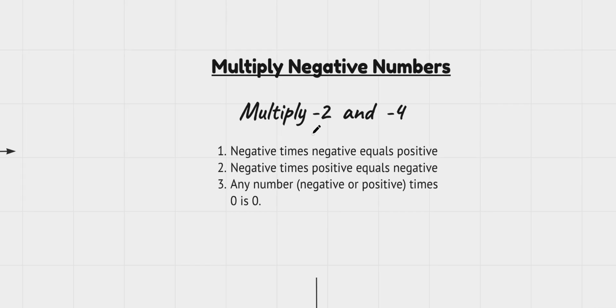So let's look at multiplying negative numbers. There are 3 main rules when you multiply negative numbers. 1, negative numbers times negative numbers are equal to positive numbers, and negative times positive equals negative, and any number, negative or positive, multiplied by 0 is always 0. So let's try -2 times -4. Because both of these are negative numbers, we know the answer is going to be positive, so -2 times -4 is equal to 8.